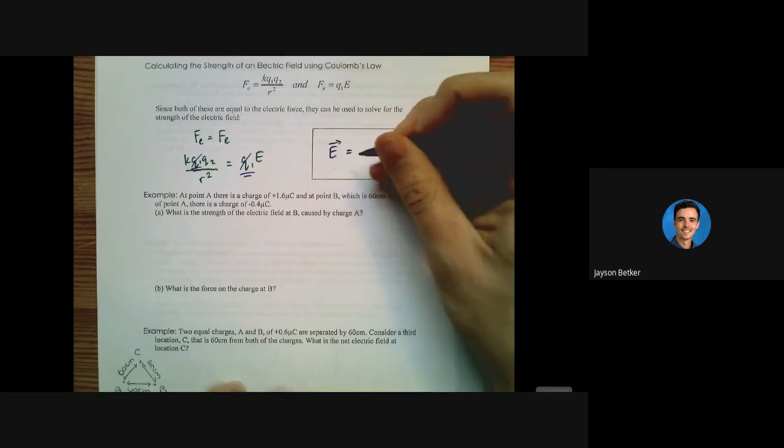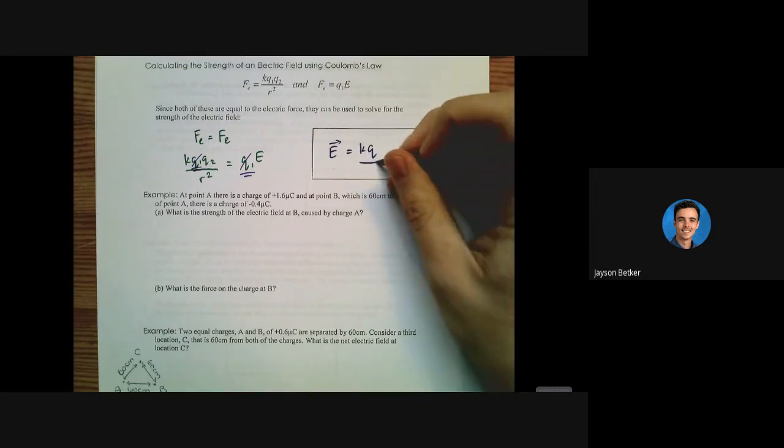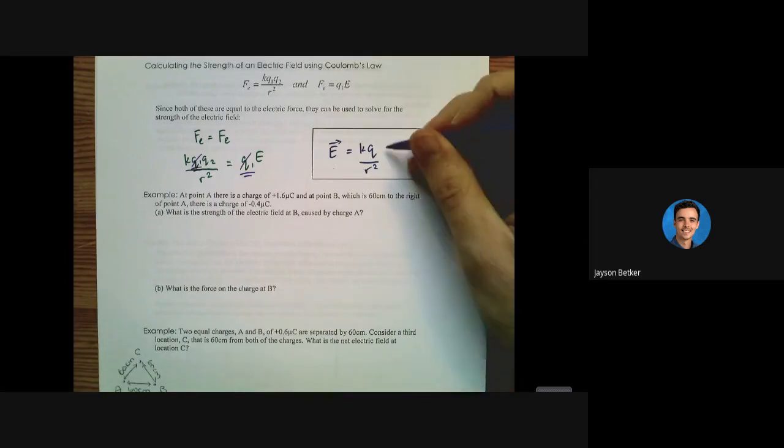What that ends up giving us is E, and we actually have it as a vector, because we want to always give the direction. The electric field is equal to k times Q over r squared. In this case, I got rid of the 2 because we're only concerned with the one charge. And what I want you to say is that this is the charge that creates the field.